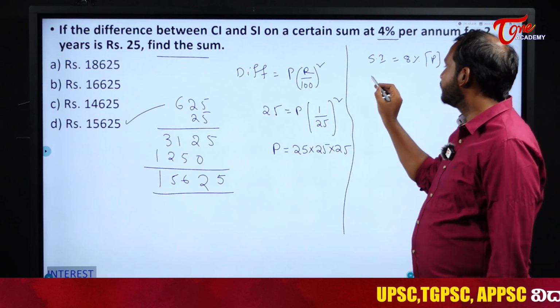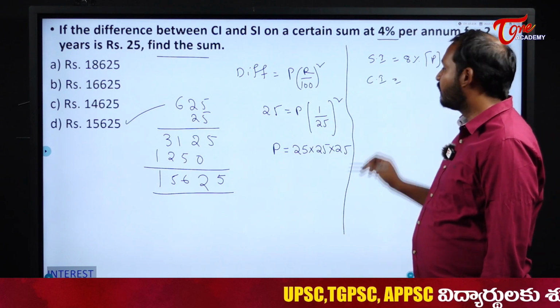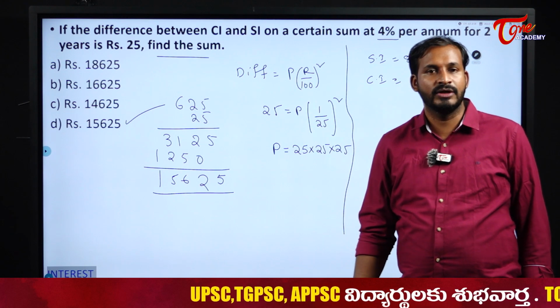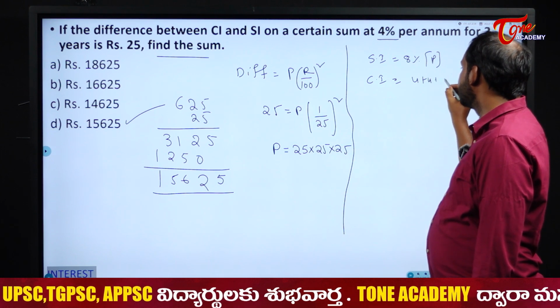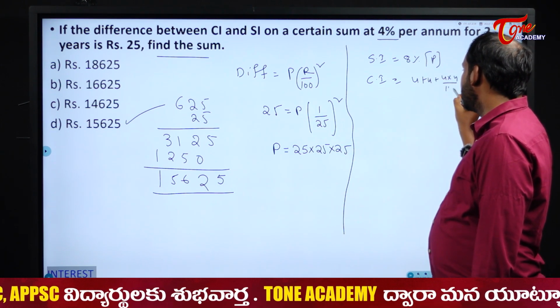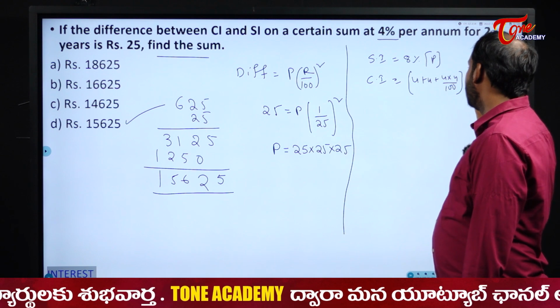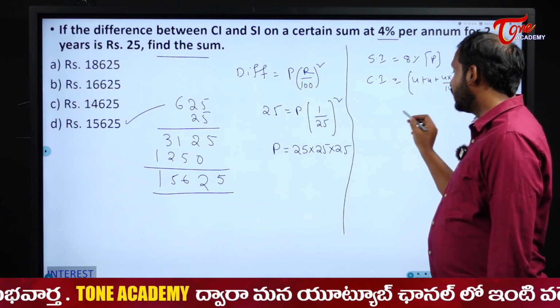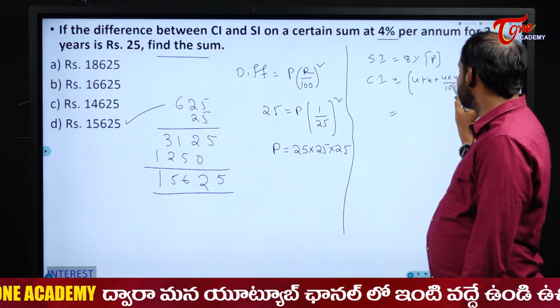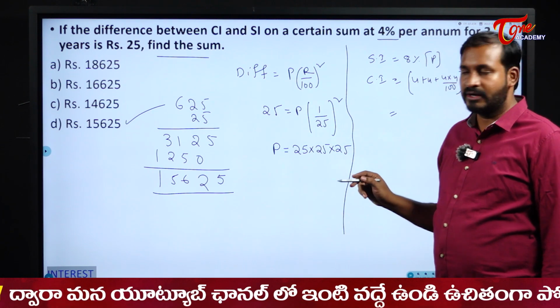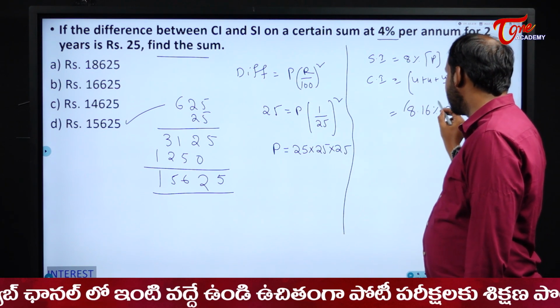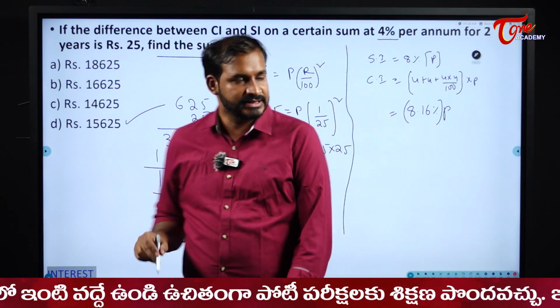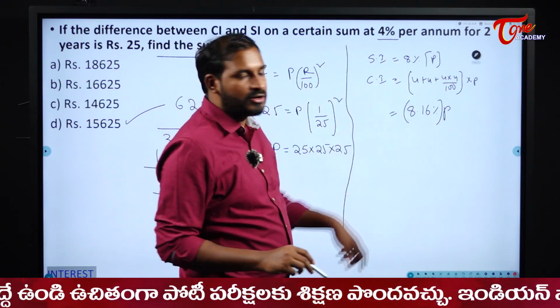Yes, sir. Next, when it comes to compound interest, what it becomes? 4 plus 4 plus 4 into 4 by 100. Am I correct? Effective percentage of principal. Okay. What it becomes, students? 8 plus 16 by 100 means 0.16. That means 8.16% of principal. Now the difference between these two is how much?